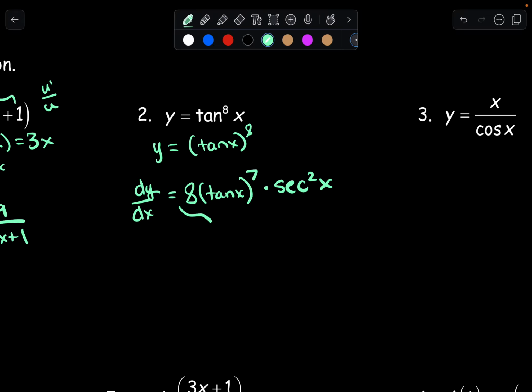So again, for this one, chain rule, we have f prime of g times g prime.